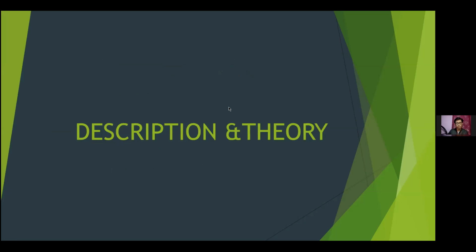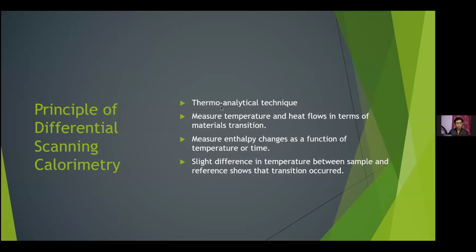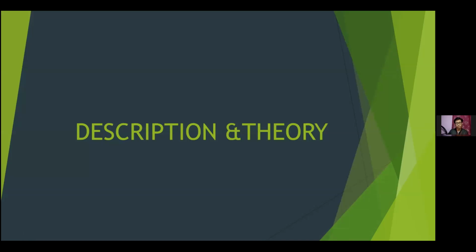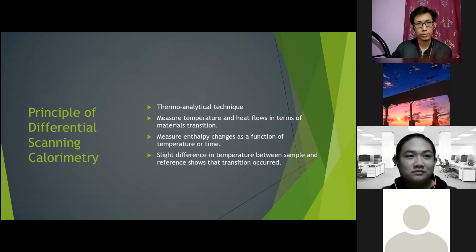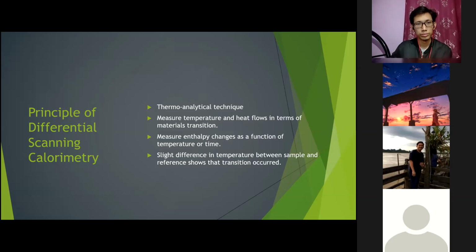Thank you, Hafizul. So next, I will present the principle of differential scanning calorimetry in description and theory. So differential scanning calorimetry, or DSC, is a thermoanalytical technique used to measure the temperature and heat flows in terms of material transition. This technique is used to measure the enthalpy changes due to the changes in the physical and chemical properties of a material as a function of temperature or time.